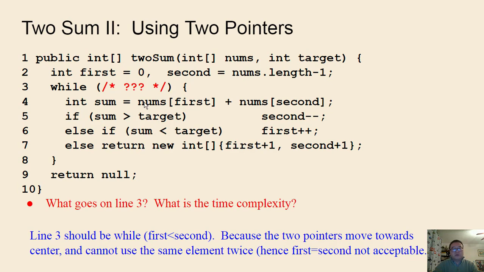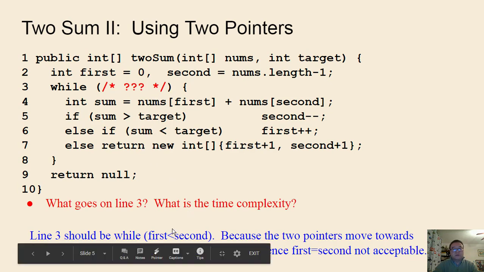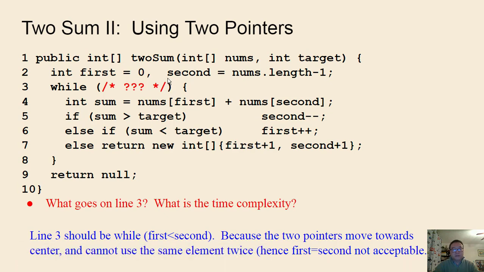If they allowed us to use the same element twice, then the condition should be first less than or equal to second, because we do want to consider when they overlap, they point to the same element. Maybe that element doubled will equal the target. But if they switch, if the first becomes bigger than second, then definitely we should get out. But for this problem, because they don't allow using the same element twice, it should be first less than second.